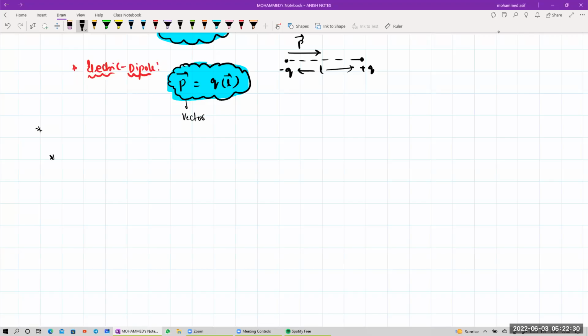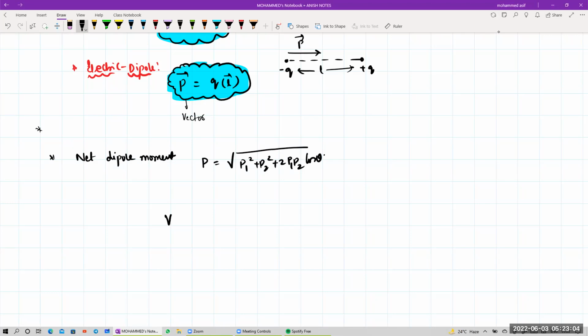How do you calculate the net dipole moment? Just like vectors, when two dipole moments are inclined at an angle, the resultant can be given by the formula P equals under root of P1 square plus P2 square plus 2 times P1 P2 into cos theta.